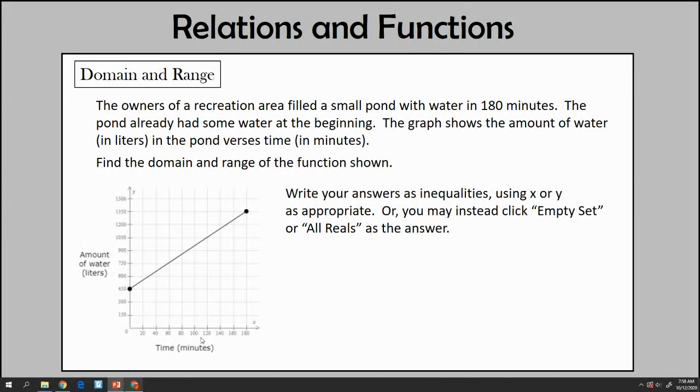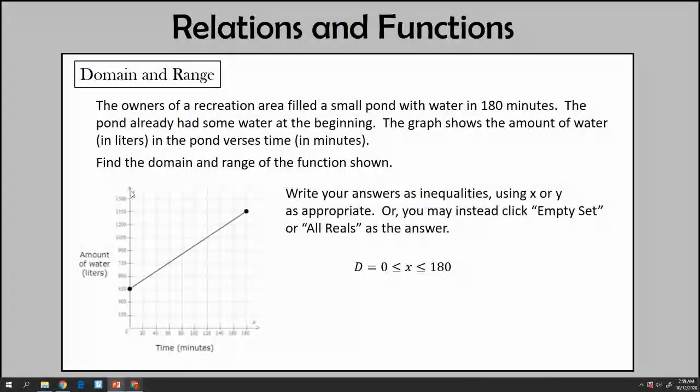So the X again is my domain. So the domain is all X's on this X axis such that it's greater than or equal to 0 and less than or equal to 180. So it's somewhere between 0 and 180. It could be 0, could be 180. So those are my input values. Those are possible inputs. Those are the domain.